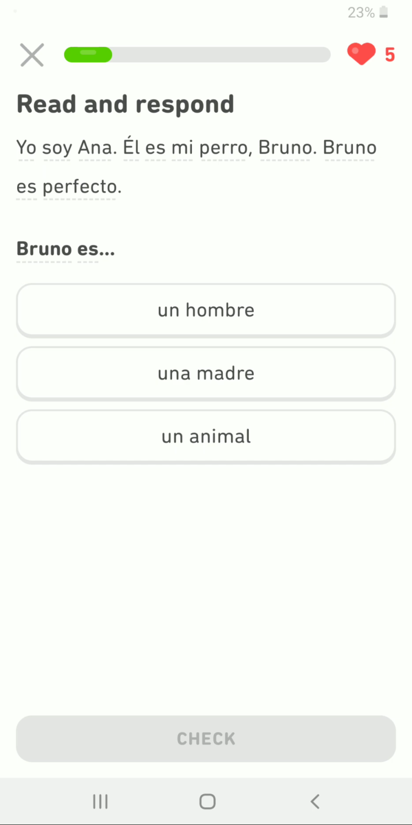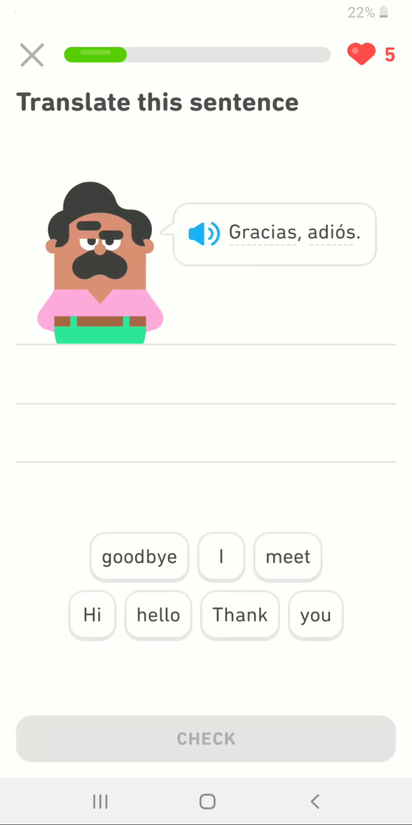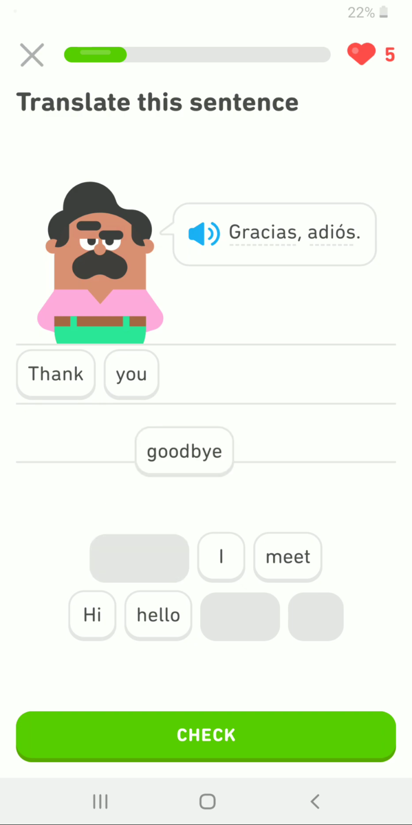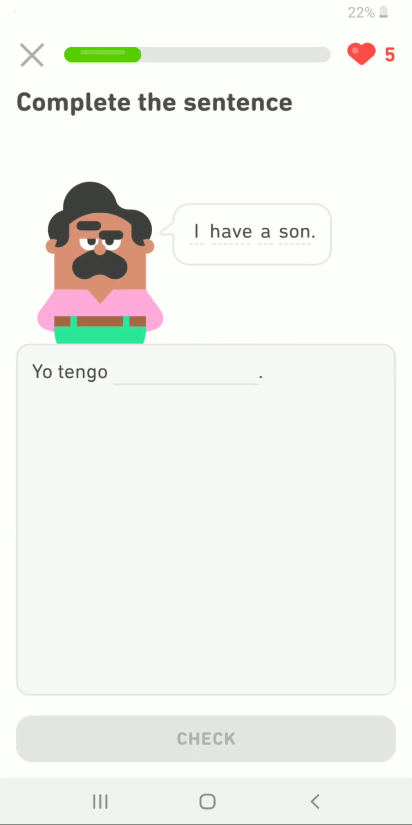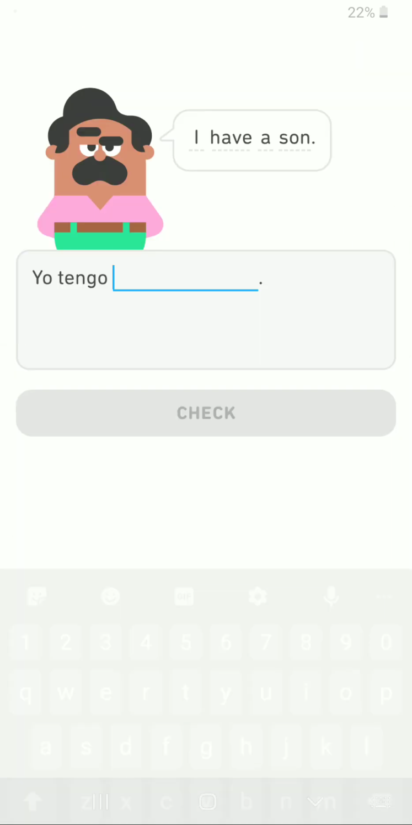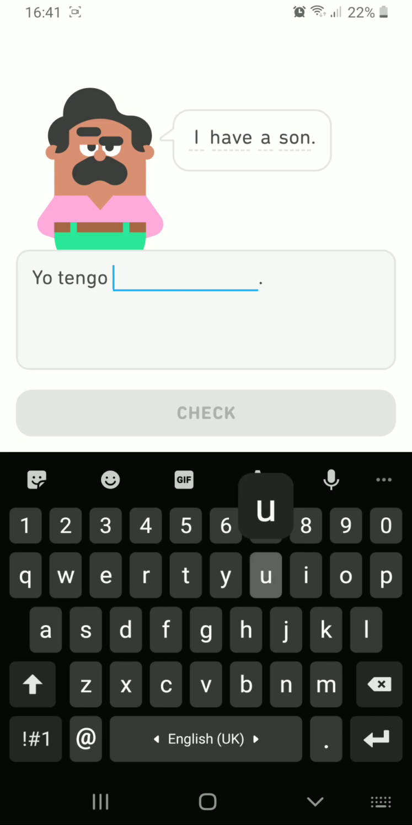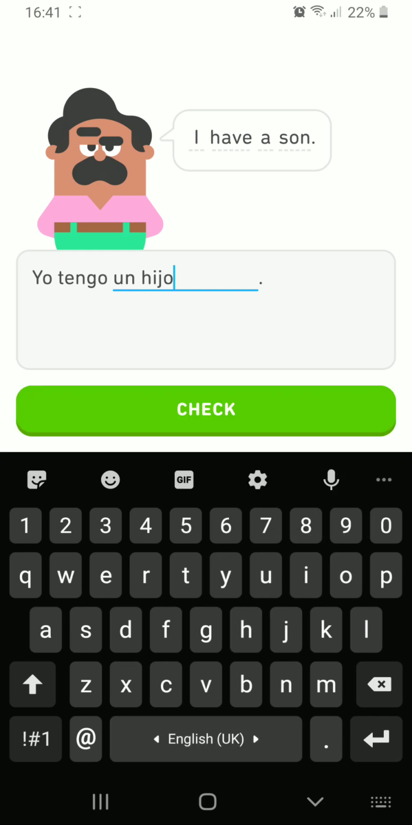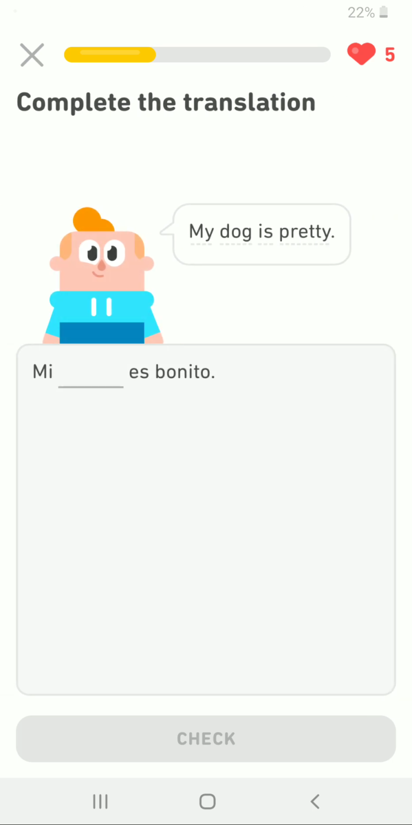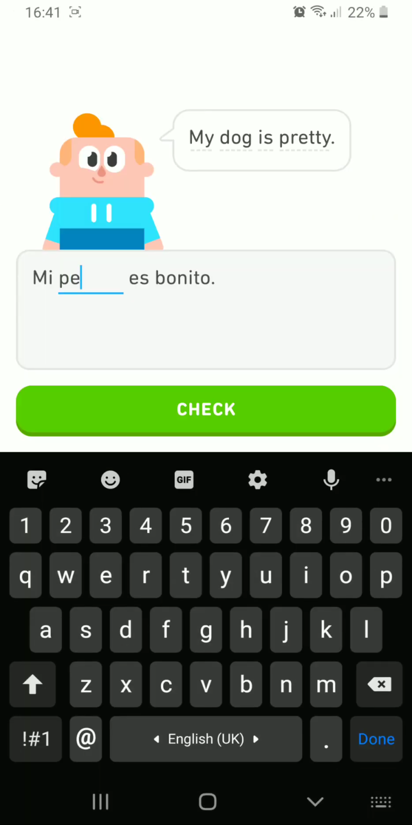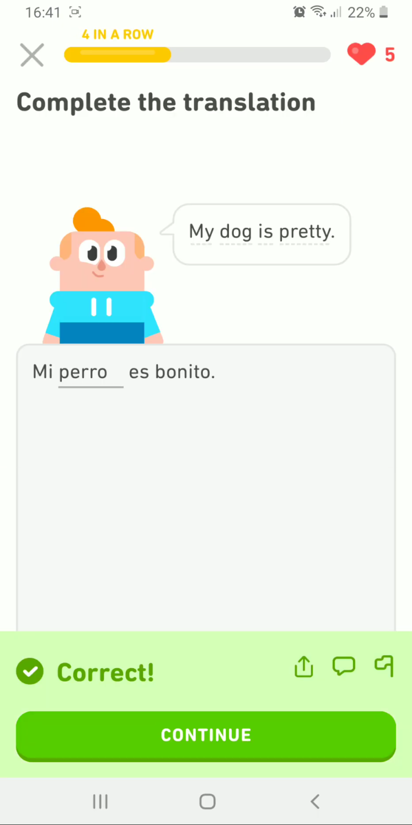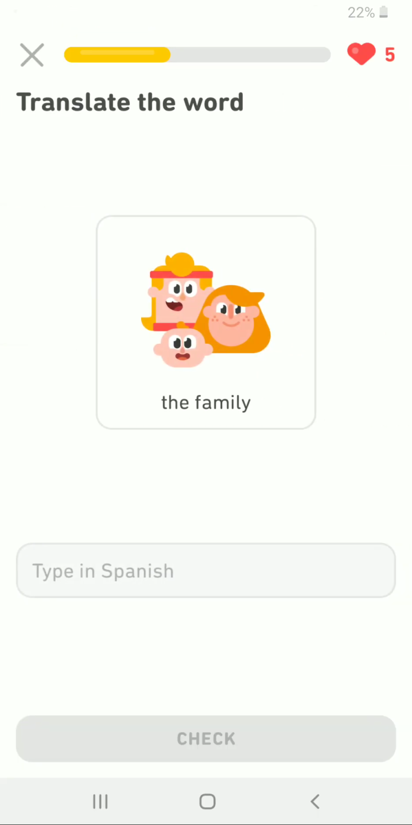So yo soy Ana, eres mi perro Bruno, Bruno es perfecto. Bruno es un animal. Gracias. Adiós. Thank you, goodbye, adios. I have a son, yo tengo un hijo. That's how you say it. And my dog is pretty. So mi perro, with double R, es bonito, bonito.